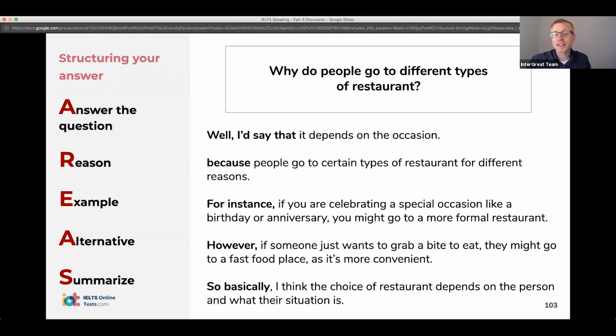Nilofar is asking, is it necessary to give an example in part 3? It's not necessary. It's just a good way of expanding your answer and giving some more information so that you have a full answer. If the examiner doesn't feel like you've given a full answer, they will say, why do you think that? Which is always quite frightening and difficult to answer. So the fuller the answer you give, the less likely it is that the examiner is going to force you to add more information.